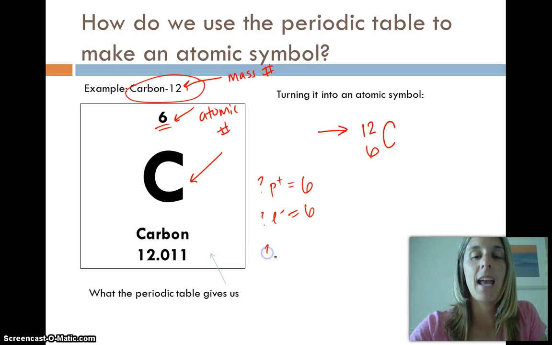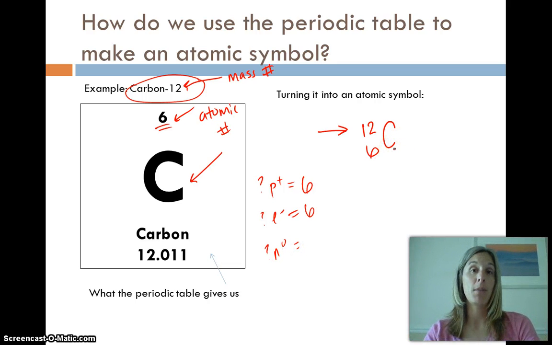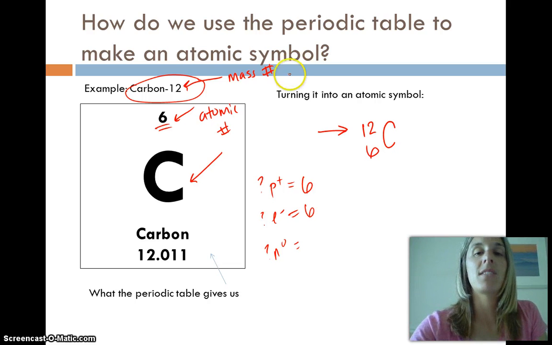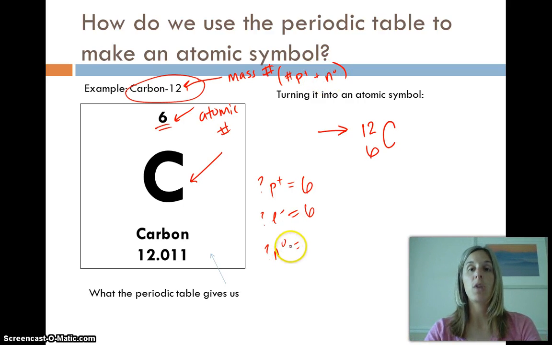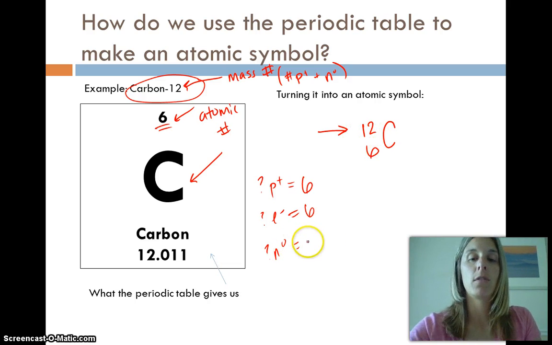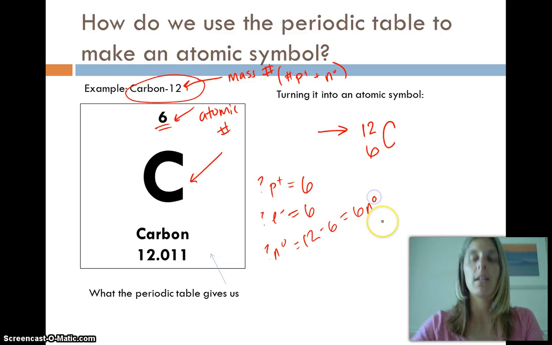The last thing I could ask you is, how many neutrons do you have? And this is where it's going to be a little bit tricky. We have to do math. We know that the mass number is going to be the number of protons plus the number of neutrons. So if I want to figure out my neutrons, I do subtraction. I know I've got a total mass of 12. I know I've got a total of 6 protons. So 12 minus 6 gives me 6 neutrons.